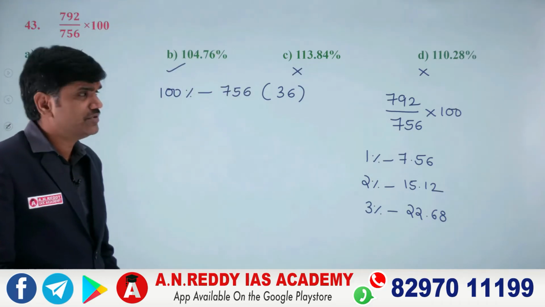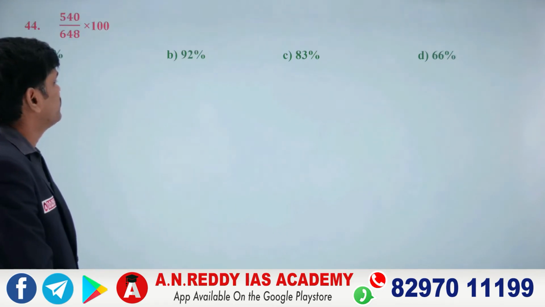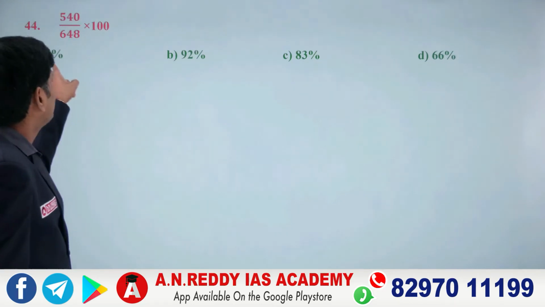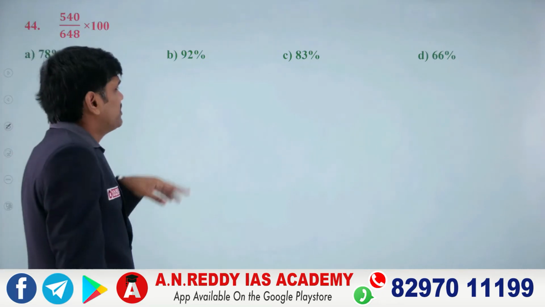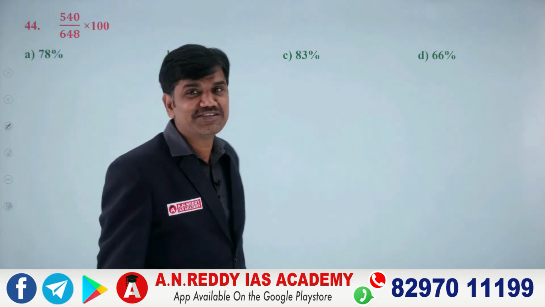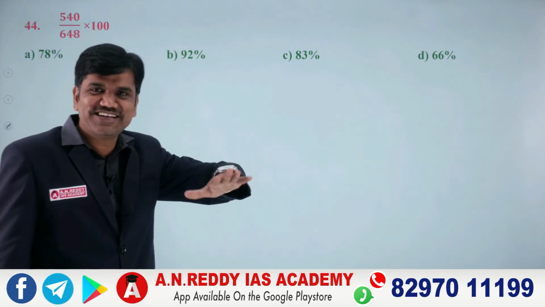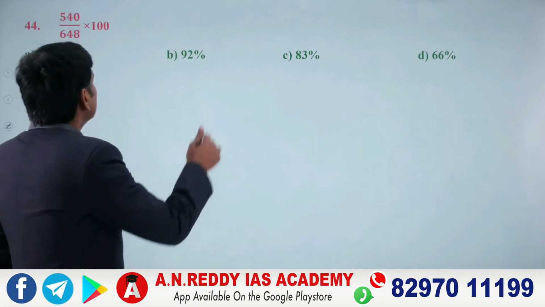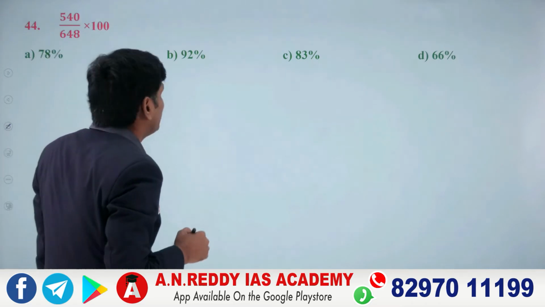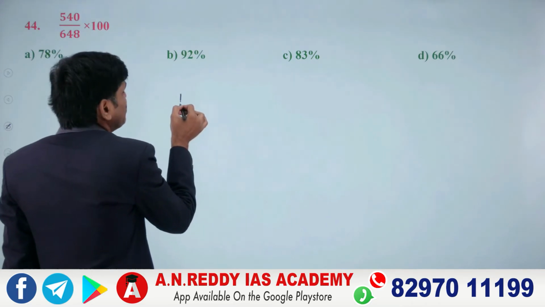Next, let us go to problem number 44. 540 by 648 into 100. Again see, all the options are in different ranges. One is in 70%, other is in 90, other is in 80 and the other is in 60. I'll utilize that opportunity now. If I can decide which 10% range it is in, that is enough. Chalo dear. So 540 by 648 into 100. Okay.